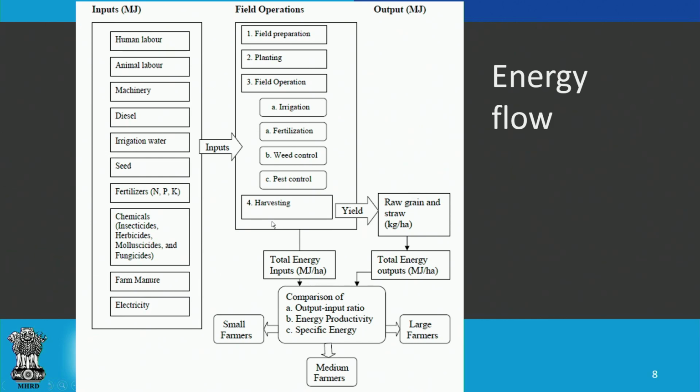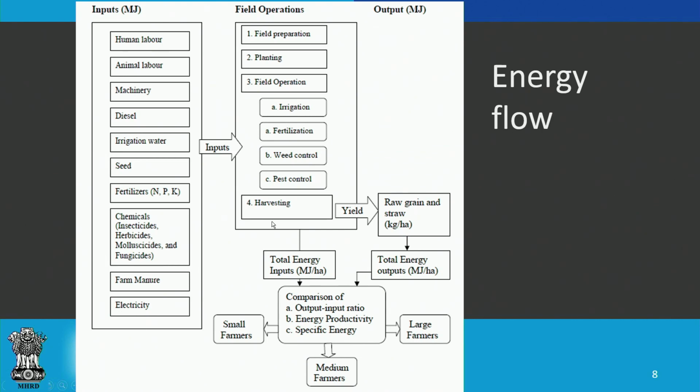These inputs, along with the inclusion of the management capabilities or abilities of the farm manager, undergo different farm operations. These operations may include field preparation, planting, other field operations including irrigation, fertilization, weed control, pest control, and finally the harvesting. After undergoing these different farm operations, yield is obtained.